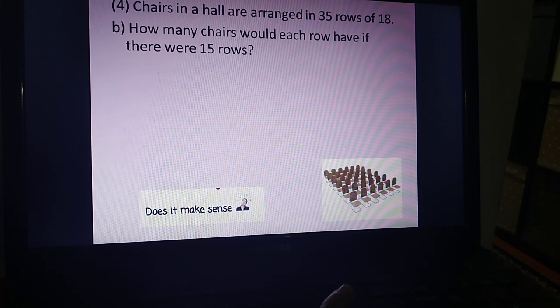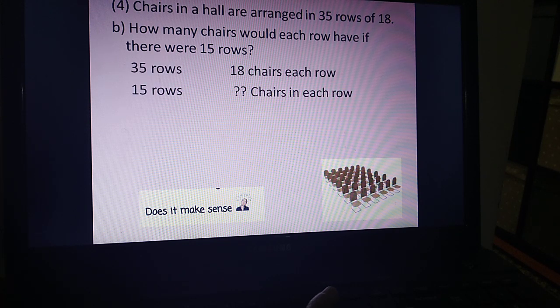هلا part B of the same question says how many chairs would each row have if there were 15 rows? بدل ما كان عندي 35 صف, هلا عندي 15 صف. So the number of rows decreased. What will happen to the number of chairs in each row? لما عدد الصفوف يقل, شو رح يصير لعدد الكراسي بكل صف؟ Excellent. It will increase. رح يزيد.